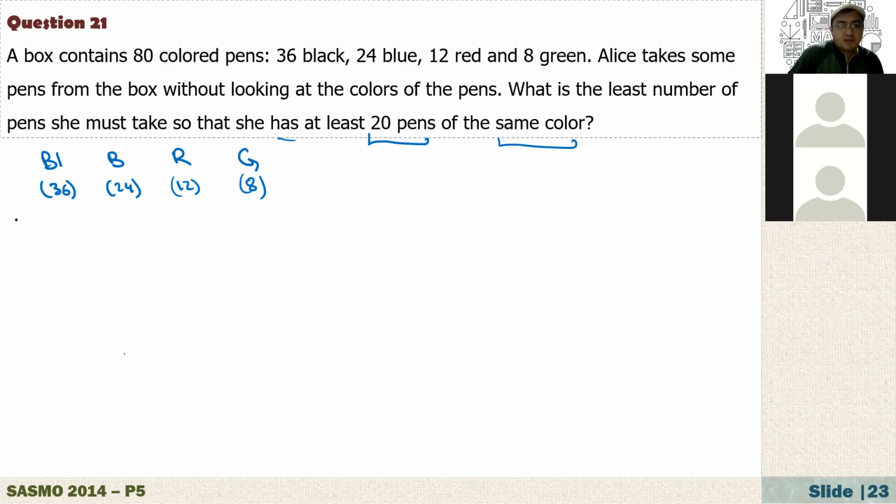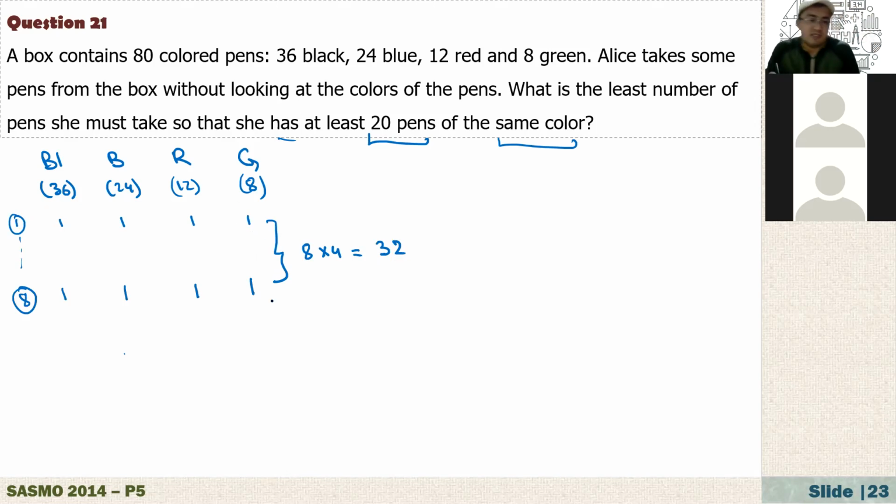My first pick is black, blue, red, and green. How many pens did I pick? 4, all of them different. If I continue to my 8th pick, again black, blue, red, and green. Now how many pens have I already picked? Here we have 8 times 4, so I already picked 32 pens. But still, I don't have 20 pens of the same color. Now I will continue.